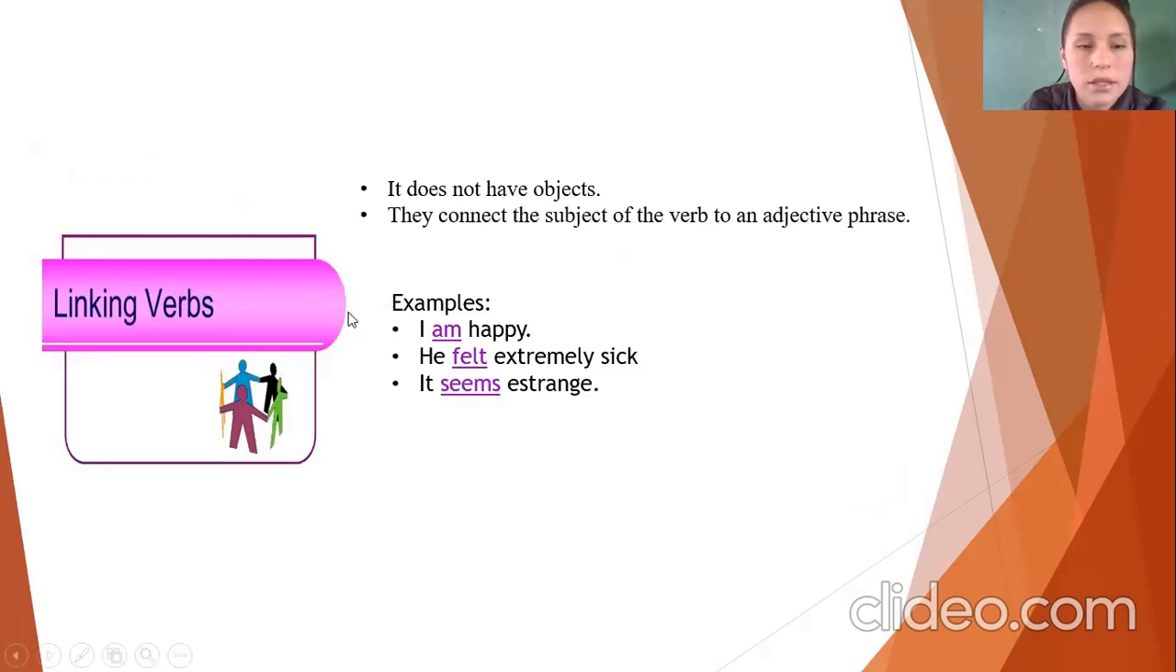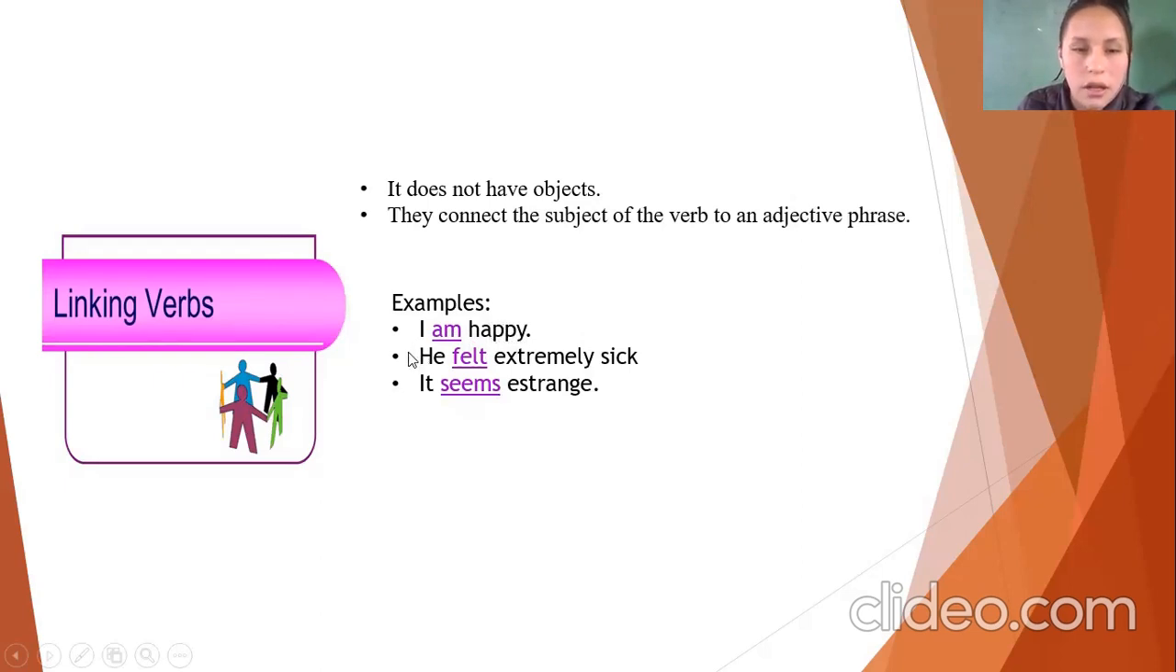Now, the last type of verbs is linking verbs. These verbs usually connect the subject of the verb to an adjective phrase. And it does not have objects. For example, I am happy. In this case, the verb be is linking the subject to an adjective phrase, that is happy.